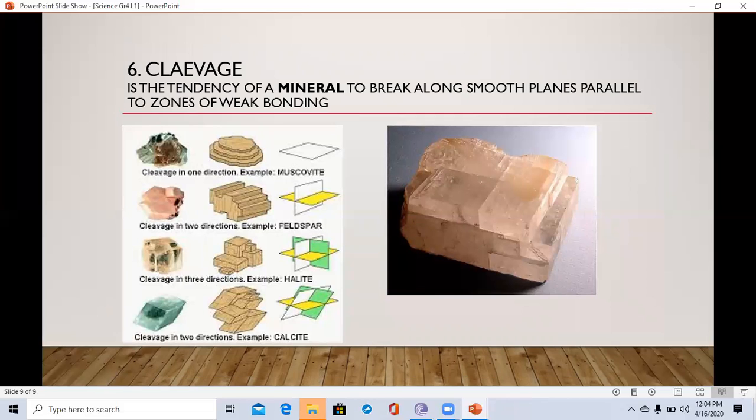So the cleavage of the mineral is the tendency of the mineral to break along smooth parallel lines, the zones of weakness. If we look at the shape of this crystal, we can see that it is a cube-like structure, and it will easily break along these lines that are easily seen when you look at the crystal. So those are the ways that you identify crystals.